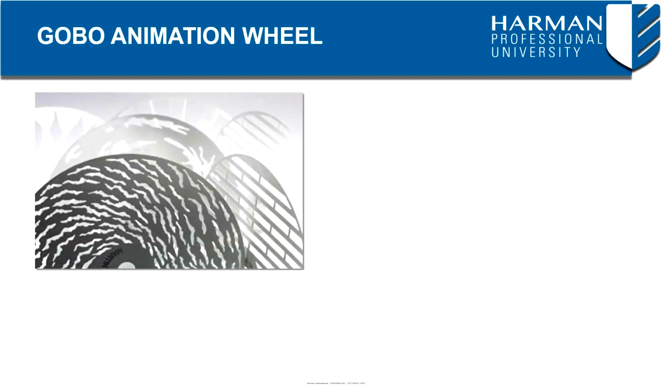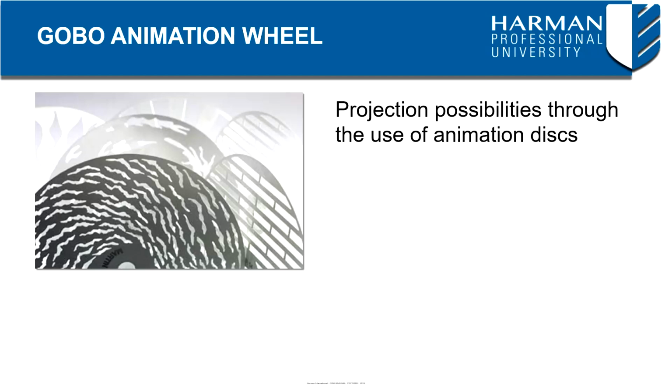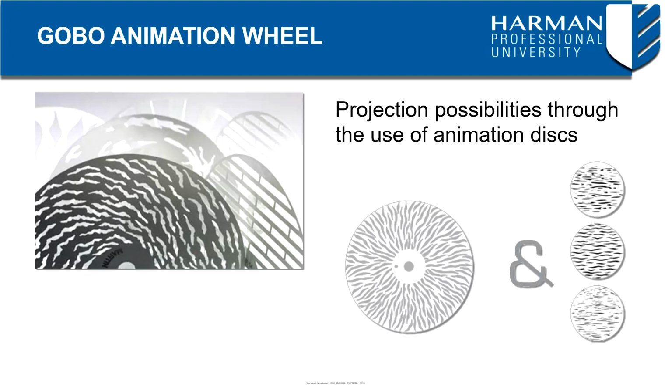So our last effect we want to look at is the gobo animation wheel. The gobo system offers lighting designers a wealth of new projection possibilities through the use of animated discs. For example, fire and flames, sky and clouds, waves and water, snow and flurries, and more. The gobo animation wheel system was recently enhanced with the launch of a set of 6 new animation wheel designs.